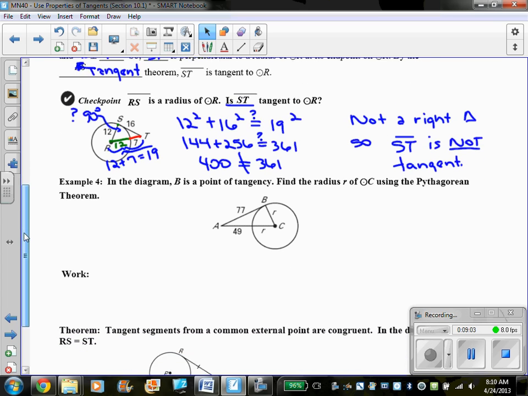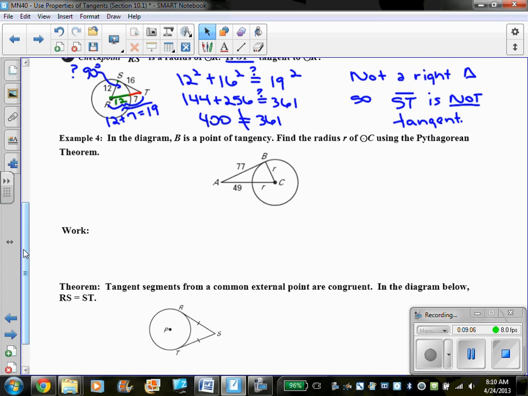Now, extending on that idea, we have example number 4. It says in the diagram, B is the point of tangency. So again, here's that point where the radius and the tangent meet. Point of tangency typically is just where the tangent meets, but in this case, the radius and the tangent meet there. It says find the radius r of circle C using the Pythagorean theorem. So they are already telling us that we have a tangent line. So we already know that this right here, using the tangent theorem, is 90 degrees. So we have a right triangle. We want to find the length of r.